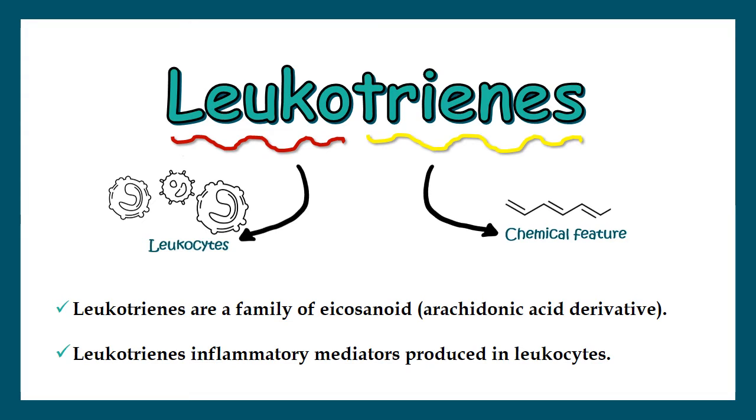By looking at the name, leuko, we understand there is something to do with leukocytes. Then trienes tell us about some chemical features: there are 3 consecutive double bonds. So leukotrienes are chemical molecules which may have the chemical feature of 3 consecutive double bonds, and they are found in leukocytes. These leukotrienes are actually a family of eicosanoids, and they are arachidonic acid derivatives. Leukotrienes are an inflammatory mediator just like other arachidonic acid derivatives such as prostaglandins.